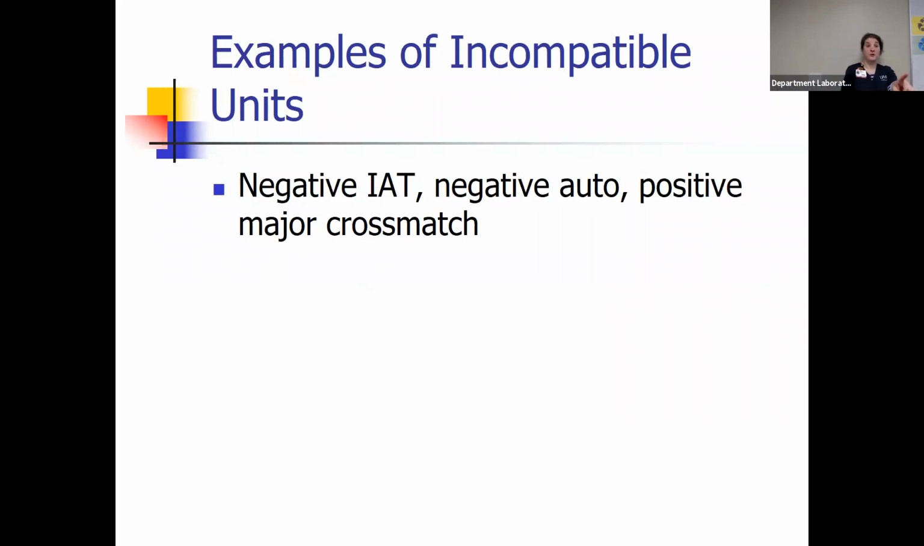All right, so here's your example. If you had a negative IAT, your auto control is negative, but your major cross-match pops up positive. What are two possibilities there? So your patient has an antibody to a private antigen that is not included in the IAT, but your donor unit is positive for it, okay? Or your donor unit could have a positive DAT, okay?